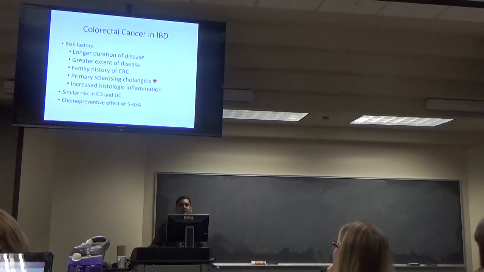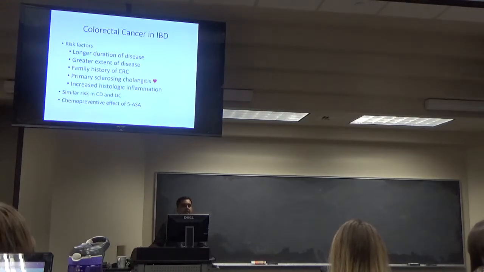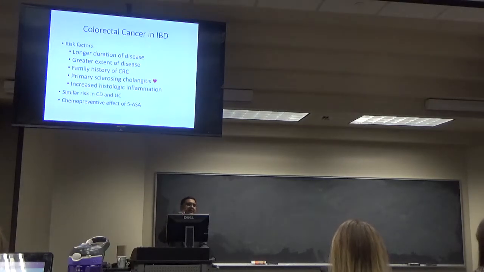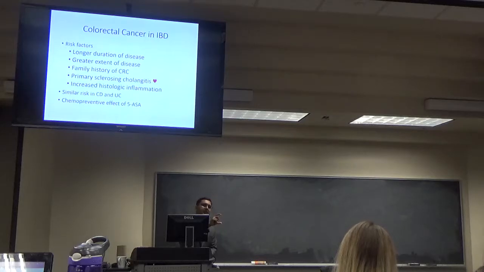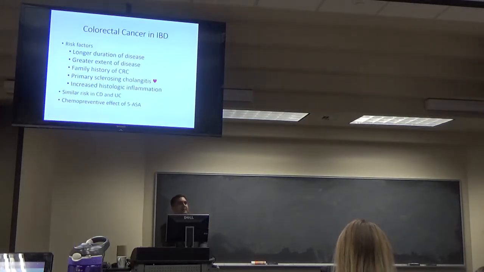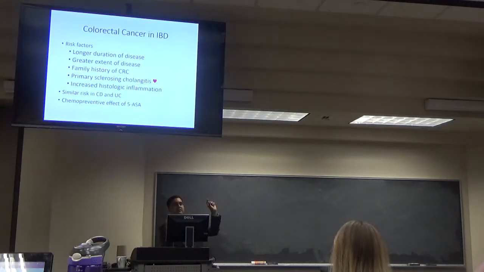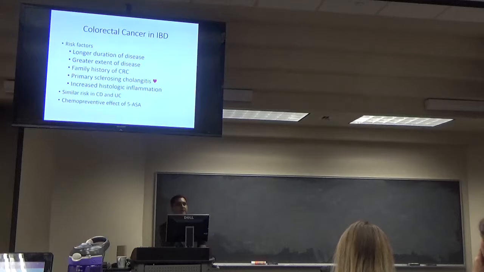Primary sclerosing cholangitis. So if your patient with ulcerative colitis is having elevated liver enzymes, they can have primary sclerosing cholangitis. If they get diagnosed with primary sclerosing cholangitis, what's the next step? You get them a colonoscopy. Because now you know that primary sclerosing cholangitis increases the risk of colon cancer.